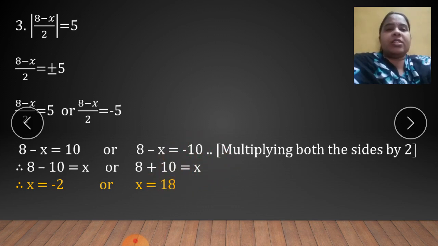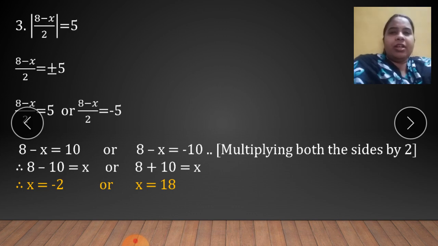I hope all the steps are clear. It was a fraction, but I don't think it was difficult. Simple, straightforward steps. First take it out of the mod sign. The value to which it is equated will have two different values, one plus and one minus. Simplify it, two simple equations you will get the final answer. Okay, so x is equal to minus 2 or x is equal to 18 is the solution of this.